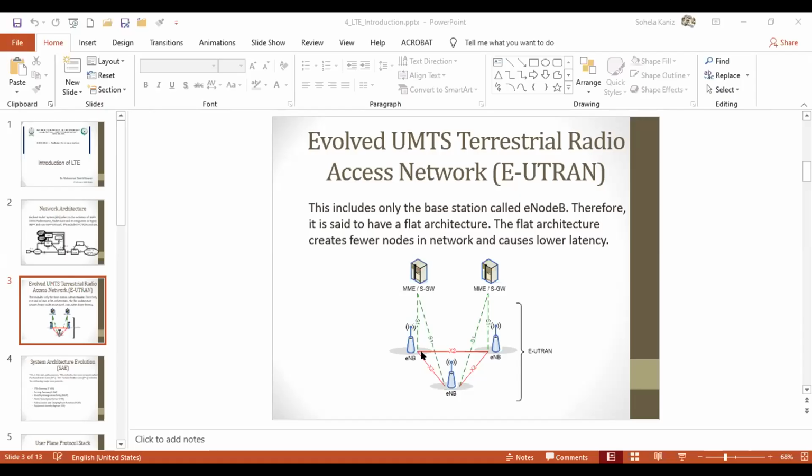The advantage for 4G, yes, yeah. What is the question? Sir. Yeah.